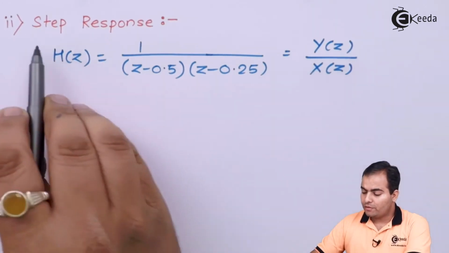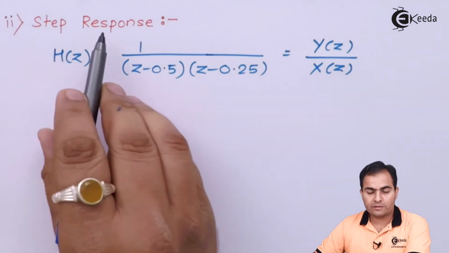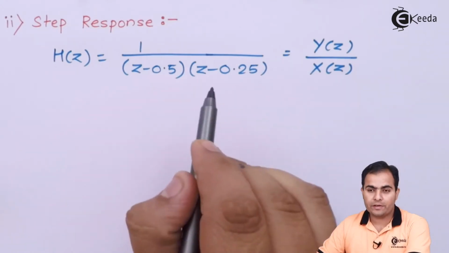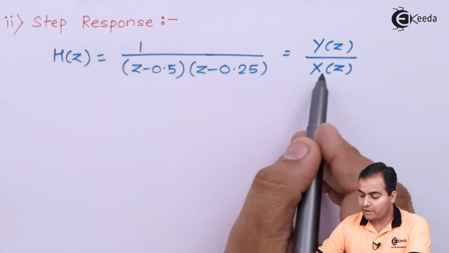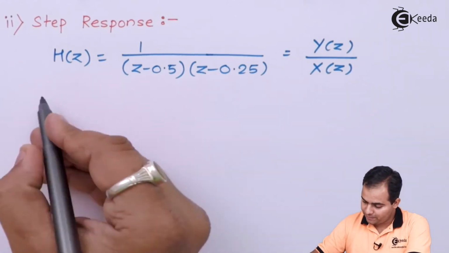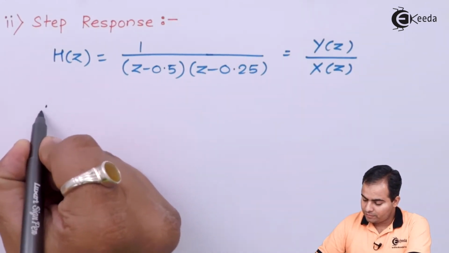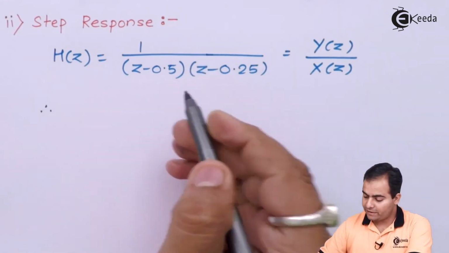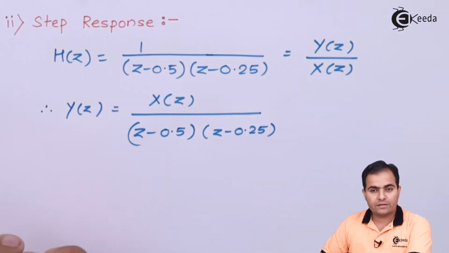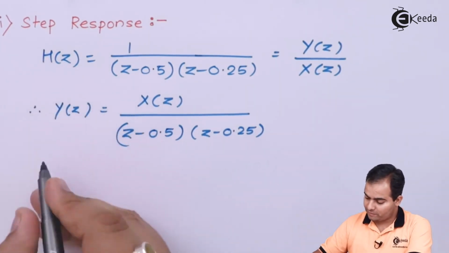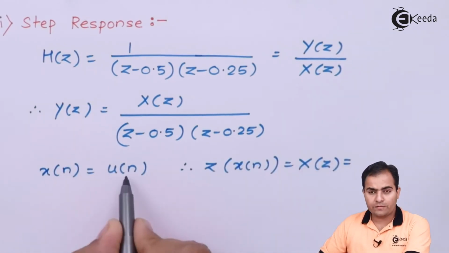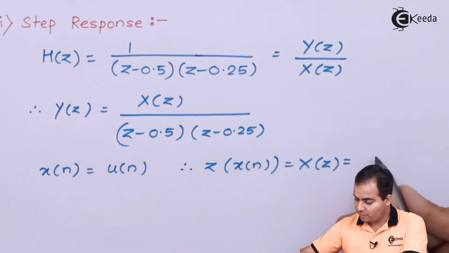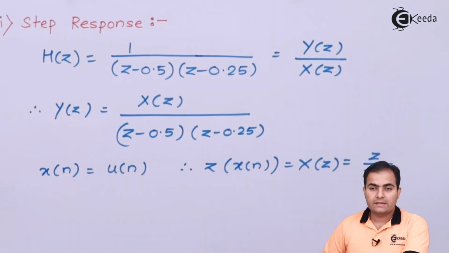So now first of all, what do we want? A step response means what? We have to calculate y of n when x of n is a unit step, which means to calculate step response, first of all we have to substitute x of n as a unit step. Now first of all I'll shift this X of z to the left hand side. Now substitute x of n as a unit step, then you will get the step response. Now if my x of n is u of n, then the z transform of x of n is represented by X of z, and the z transform of u of n is nothing but z upon z minus 1.